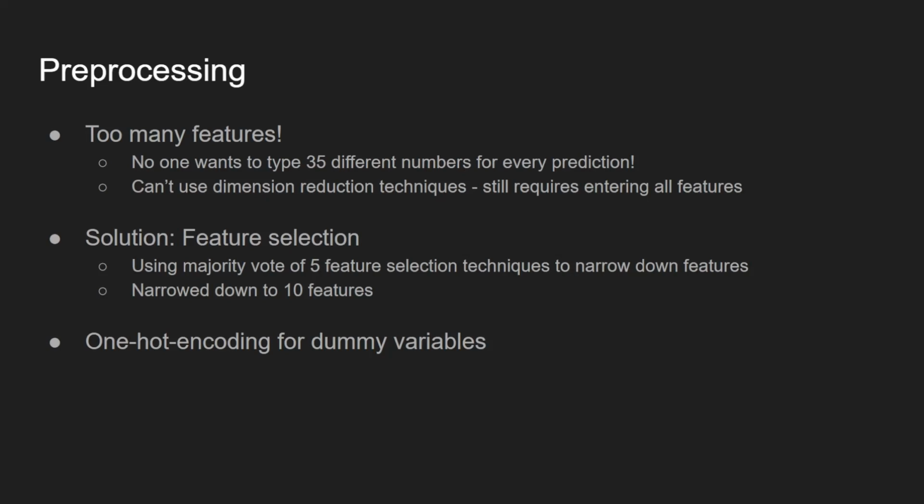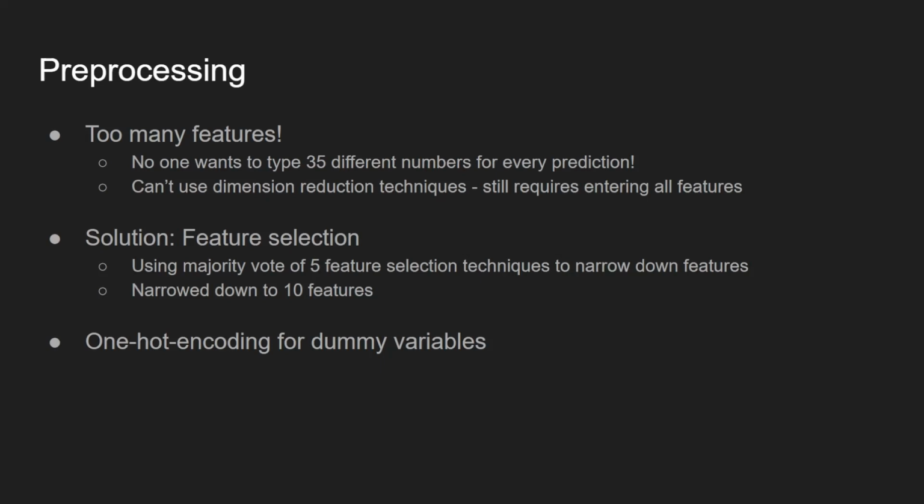So to begin with, there are just far too many features. Why are there far too many features? Well, this is mainly because we don't want the employer to have to type 35 different numbers to provide a prediction. It doesn't make sense. So our initial thought was, maybe we could use some type of dimension reduction, but this doesn't really make sense, mainly because something like PCA, principal component analysis, would still require you to input 35 different features, even if it's reduced to, say, 10 for the actual model. So that wasn't really what we were looking for.